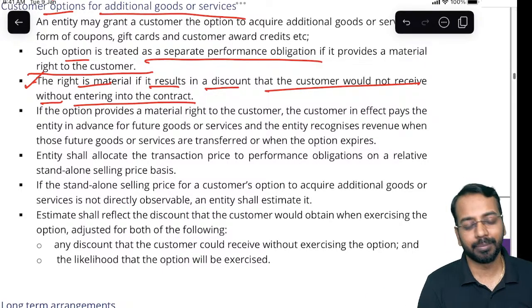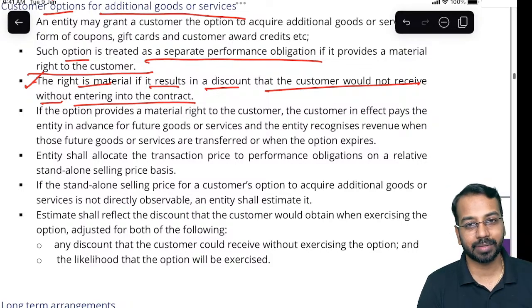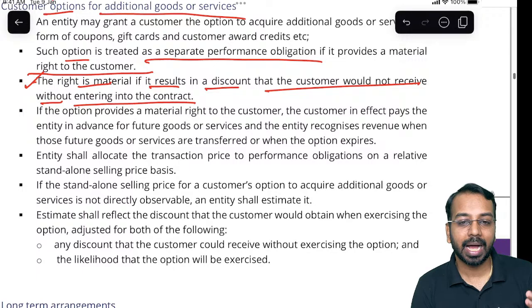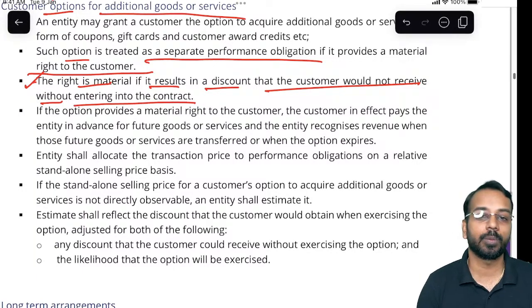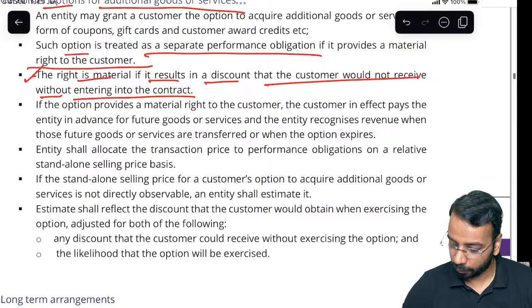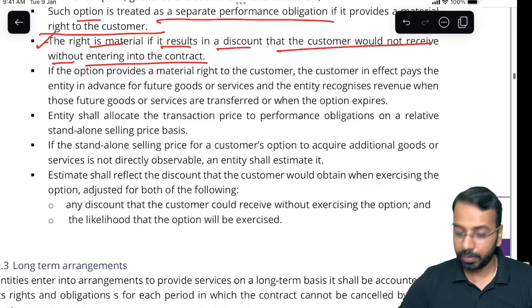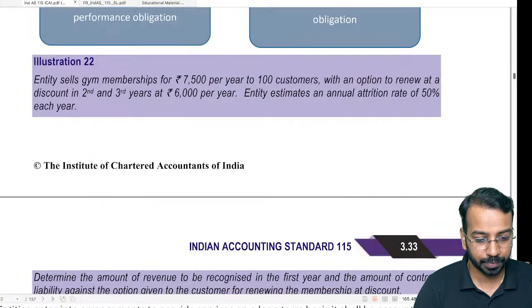But if I tell you generally, whether or not you have bought FR, you will get 15% discount on SFM. Now, in that case, I am not giving you any material right. Everybody else gets that right. Hence, that will not be a separate performance obligation. Now, this we will understand better with an example. So, let me just put up the screen here.